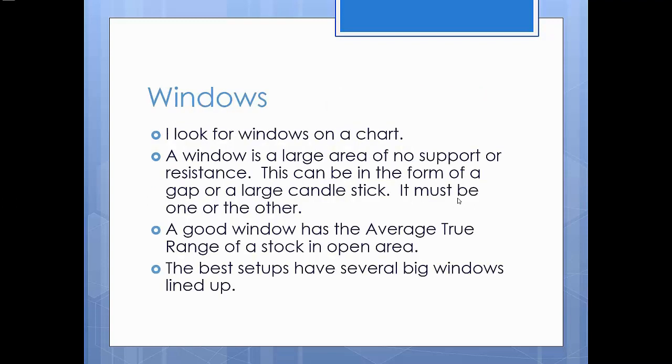So windows are very important. I look for windows on a chart, and a window is a large area with no support or resistance. Okay, so this large window can be formed by either a gap or a large candlestick, but it has to be one or the other. Now, a really good window has the average true range of the stock encompassed in that window. Okay, and the best setups have several big windows all lined up. So one after the other after the other.